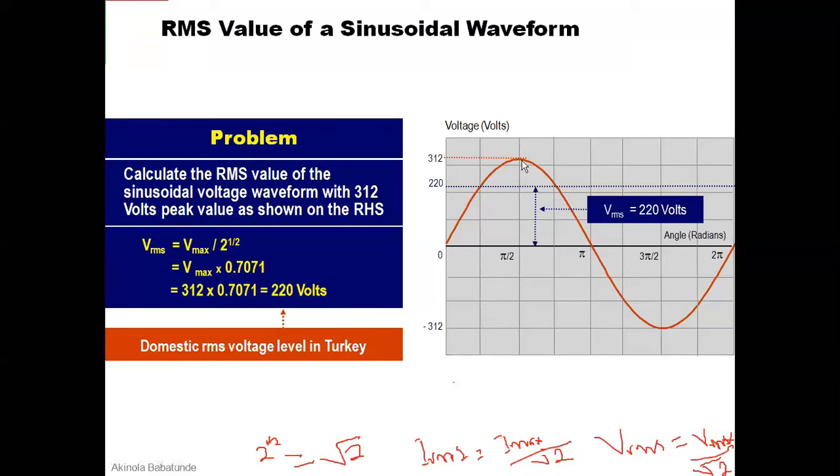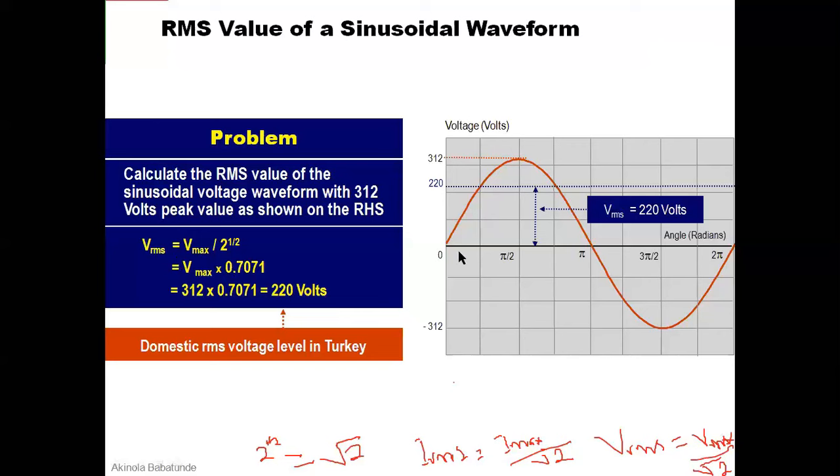So the amplitude voltage in this case is going to be 312. So V_max is 312. That's why they call it voltage peak, or peak voltage, or the peak value of the voltage. So then V_RMS will be equal to V_max, like we said, divided by square root of 2. So that will be equal to V_max times 0.7071. 1 over square root of 2 is 0.7071, by the way. So we have V_max times this, and that gives you 220 volts.